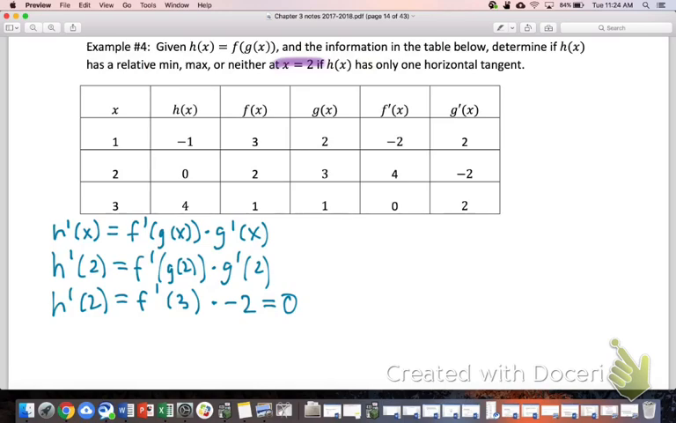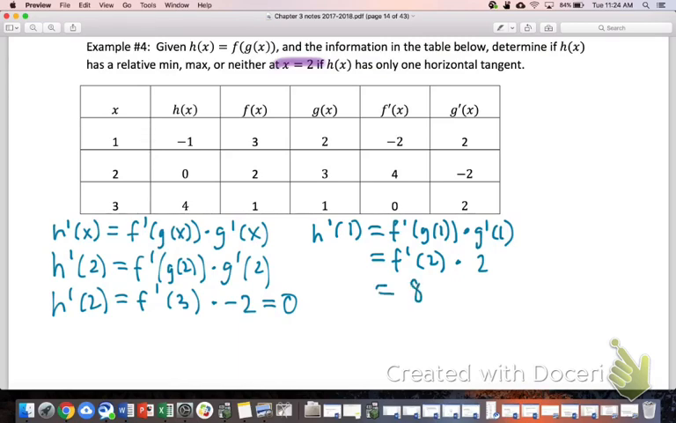So that's what I'm going to try. Of course, in the table, I've conveniently given you some values that are around 2. So the first thing I would do is I would look for h prime of 1. H prime of 1 would equal f prime of g of 1 times g prime of 1. So let's see here. G of 1 is 2. So it would be f prime of 2 times g prime of 1, which is also 2. And f prime of 2 is 4. So I'm getting 8.